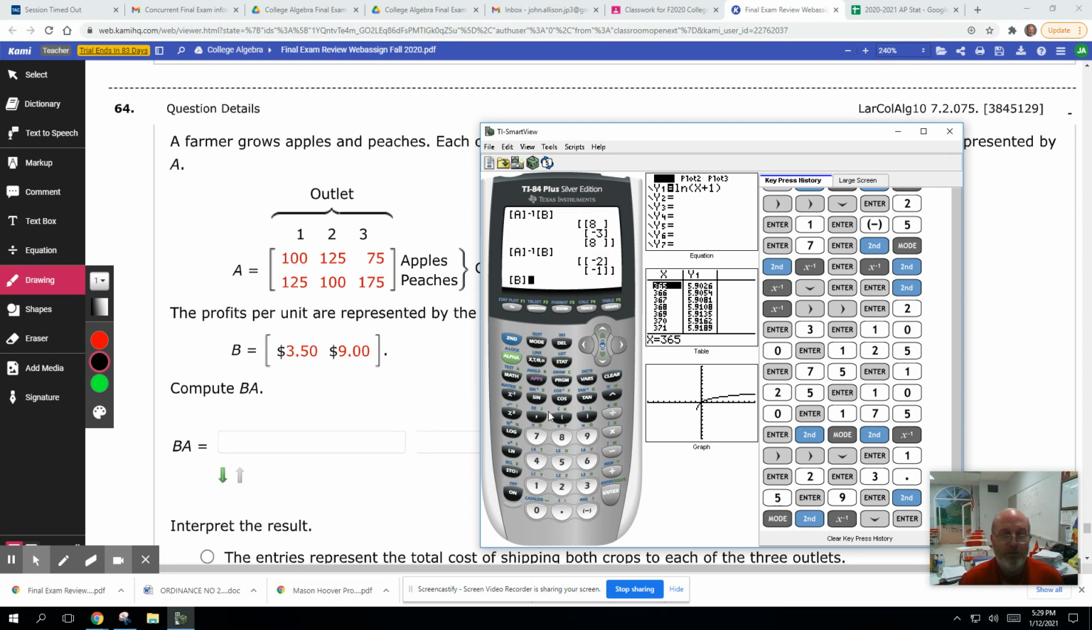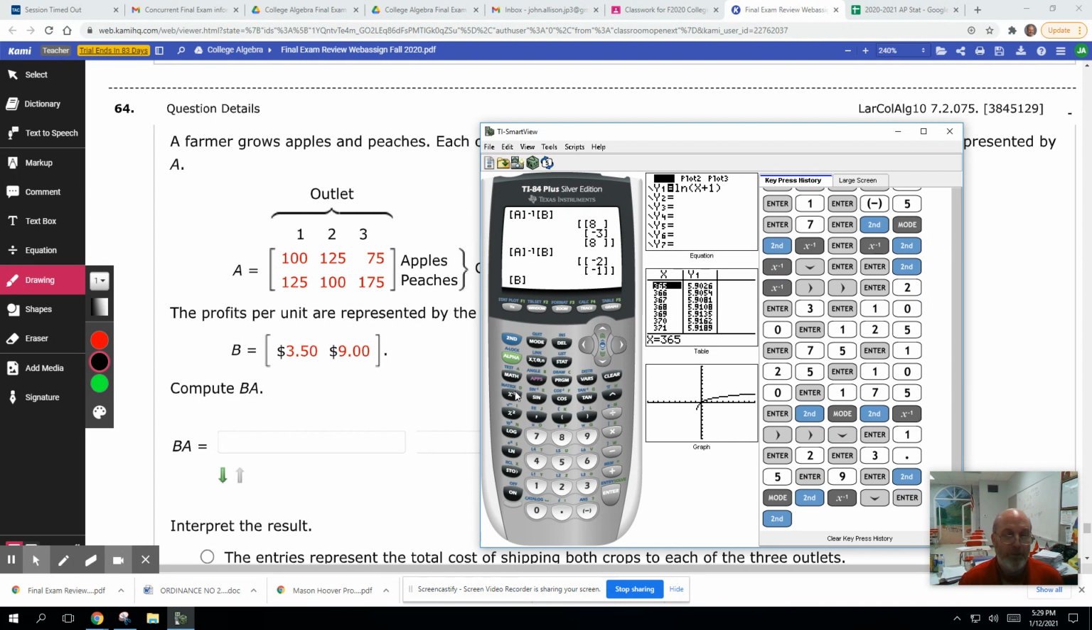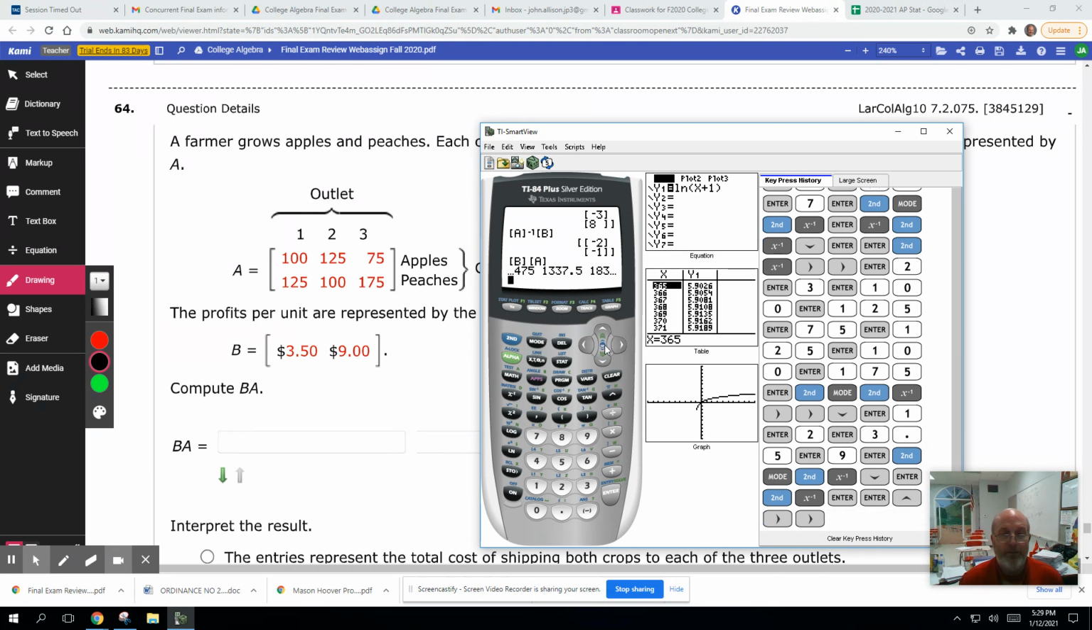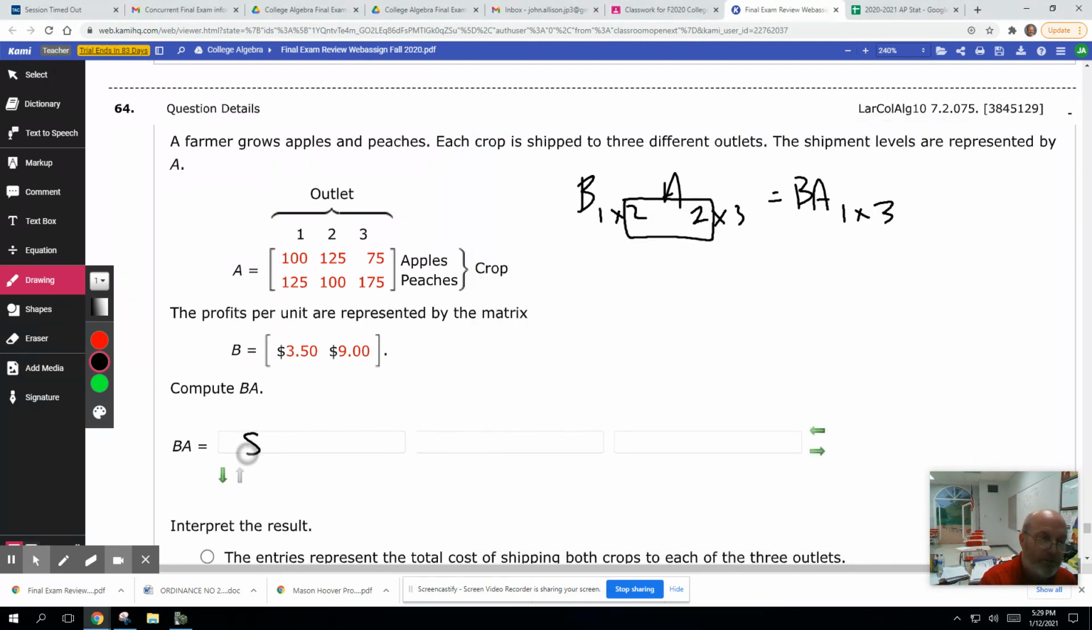Remember, matrix multiplication is not commutative, so B times A is not going to be equal to A times B. As a matter of fact, A times B would be undefined. So we're multiplying B times A, and you can't do it A times B. Now we have B times A, we hit enter, and we get 1475. Okay, we'll be able to read that, I believe. 1475, and this is dollars now because this is how much profit. So we have $1475.